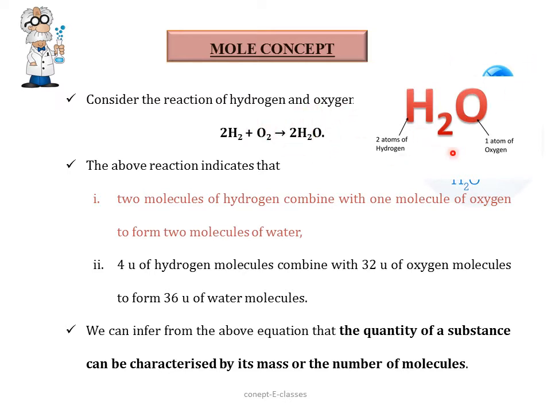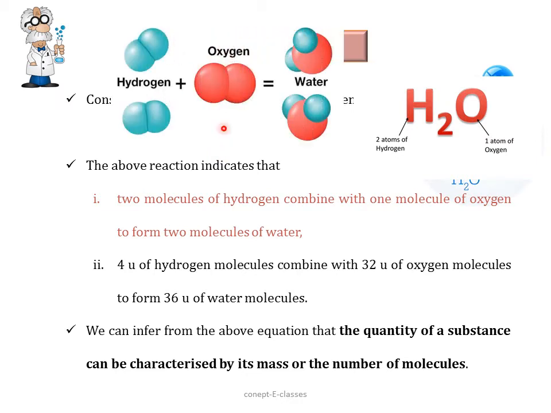Okay, we know that to form 1 molecule of H2O, we require 2 atoms of hydrogen and 1 atom of oxygen. So if you want to get 2 molecules of water, what should we do? We require 2 molecules of hydrogen combined with 1 molecule of oxygen to form 2 molecules of water.